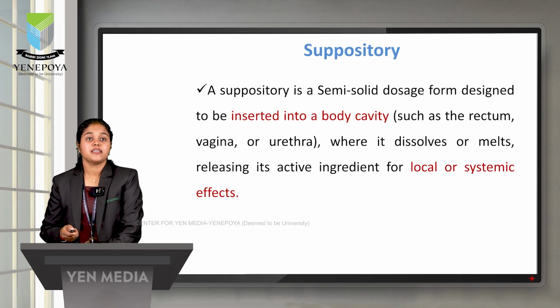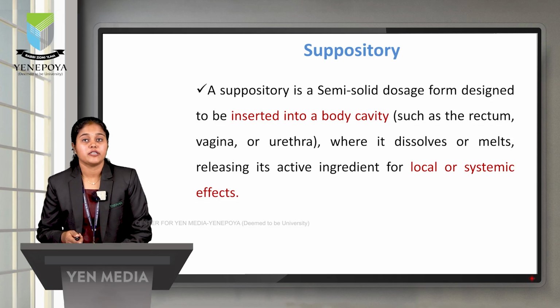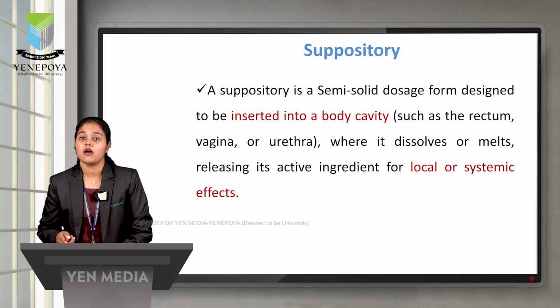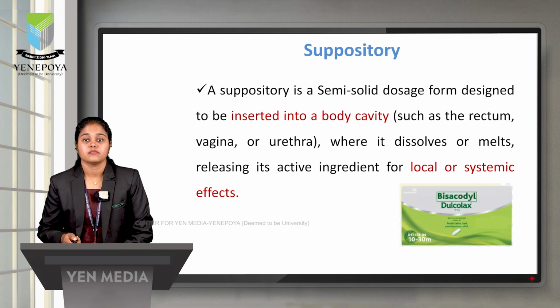The next is suppository. This is also an example of a semi-solid dosage form. It is designed to be inserted into body cavities such as the rectum, vagina, urethra, where it dissolves or melts, releasing its active ingredient. When it reaches body temperature, it will melt, and when it melts, it will release the active ingredient. It is mainly for local or systemic effect. Biscodil or Dulcolax is a brand name for one suppository available in the market.